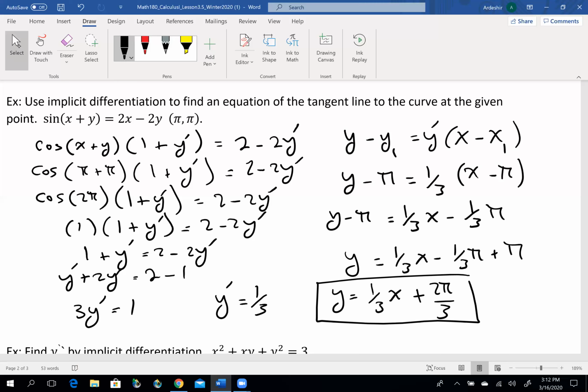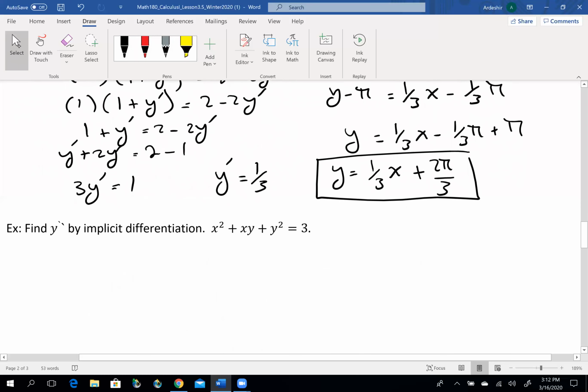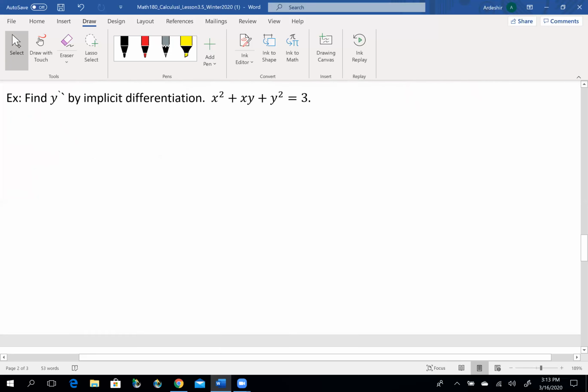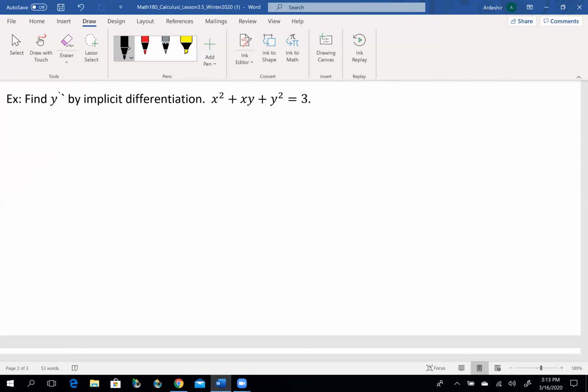Okay, so now let's do this one. Okay, guys, this one, it says find the y double prime. So this is actually double prime. Find y double prime by implicit differentiation. x squared plus x times y plus y squared is equal to 3. So let's do it. So first I'm going to find the y prime, and when we find the y prime, then I'm going to try to find the double prime. Okay, so let's do it.